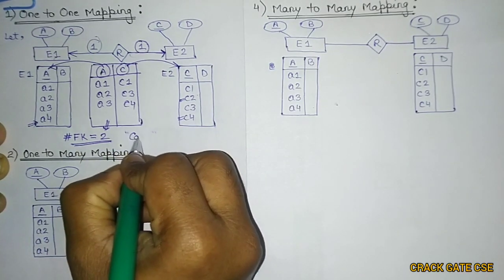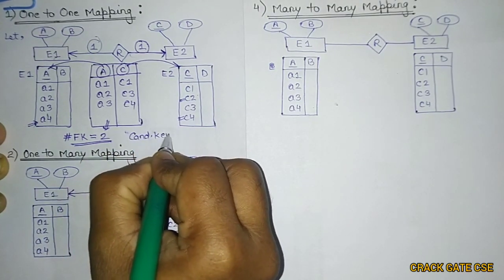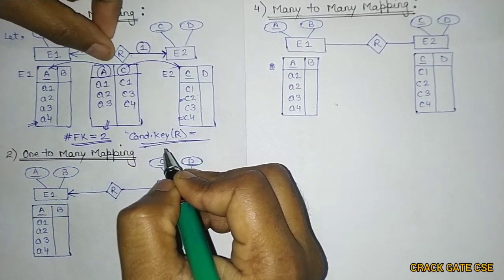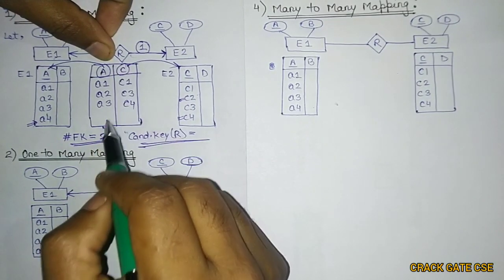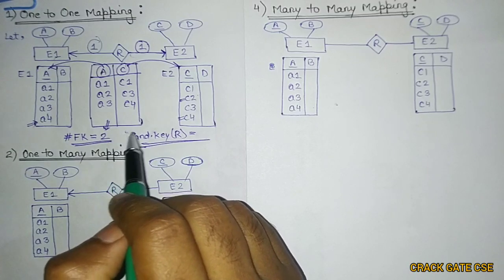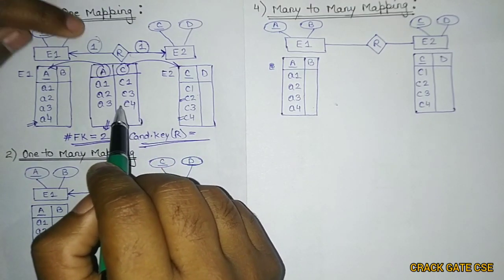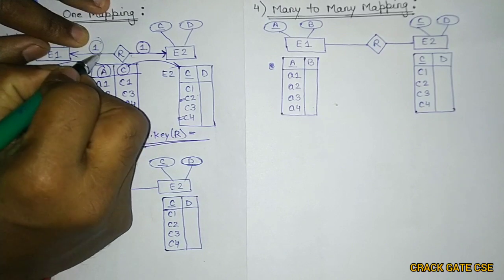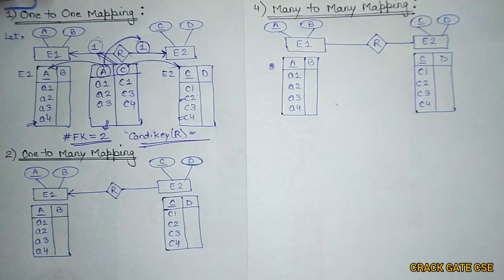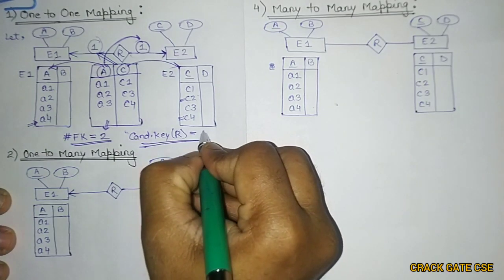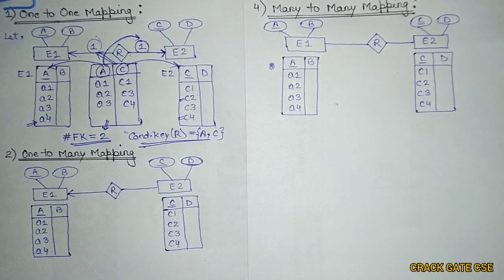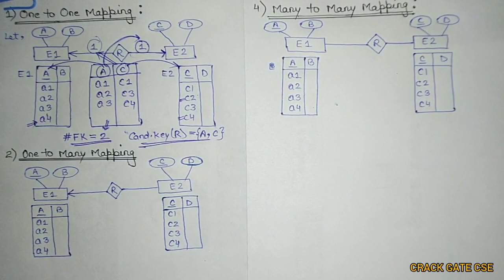Now what is the candidate key for R? See, here A can also behave as the key for this particular relationship table because A is unique because of this one-to-one mapping, and C is also unique because of this one-to-one mapping. So the candidate key can be either A or C, right? So this is one-to-one mapping. I hope you got the idea.